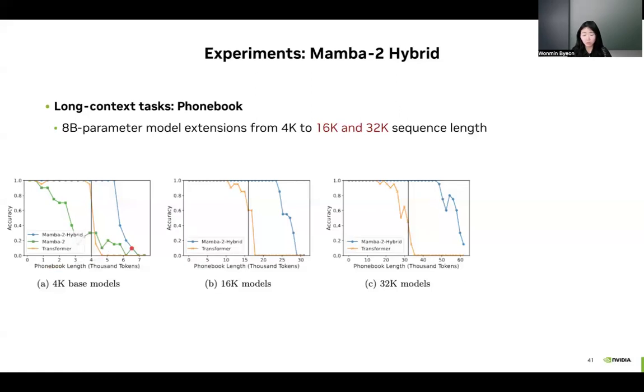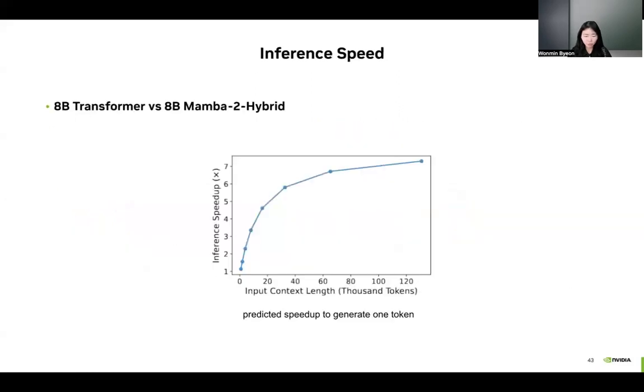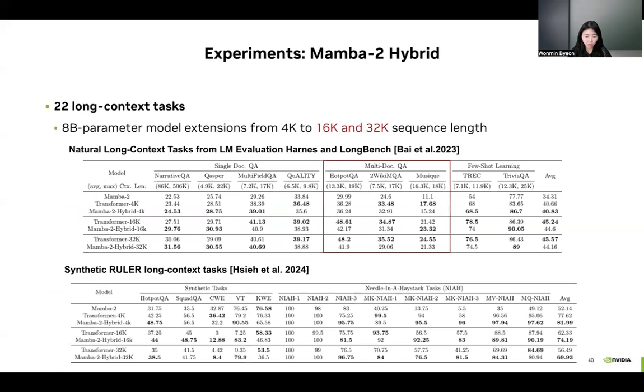We didn't do any specific generation. We have generation tasks here, but in general, all these 22 different tasks contain generations, question answers, some copying, and a lot of different tasks. And we can see that in general, the hybrid model can do well on most of these different types of tasks.